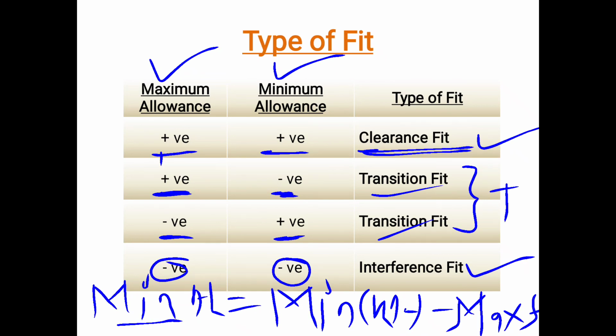Okay, if both are positive, then there will be clearance fit. If both are negative, there will be interference fit. And if one of them is positive and the other is negative, then there will be transition fit.